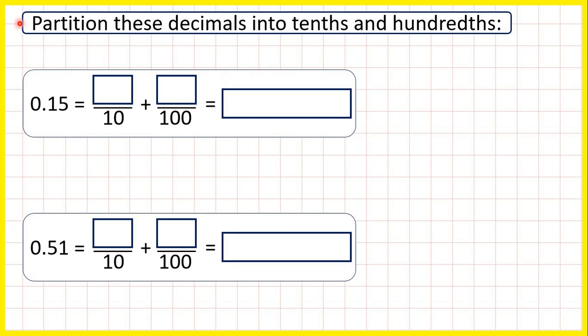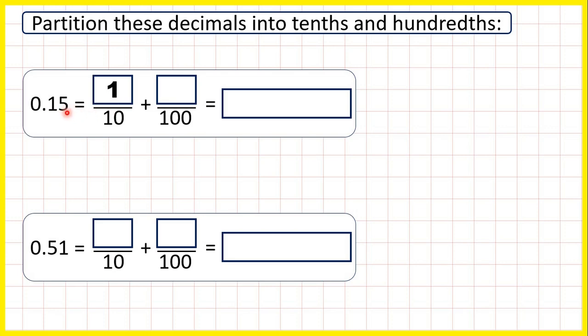We need to partition these decimals into tenths and hundredths, showing the partition as both fractions and decimals. So first, we have 0.15. We know that the first digit after the decimal point tells us how many tenths we have, so that's 1/10.